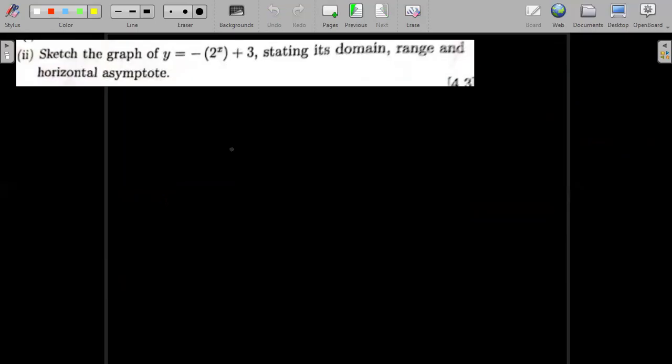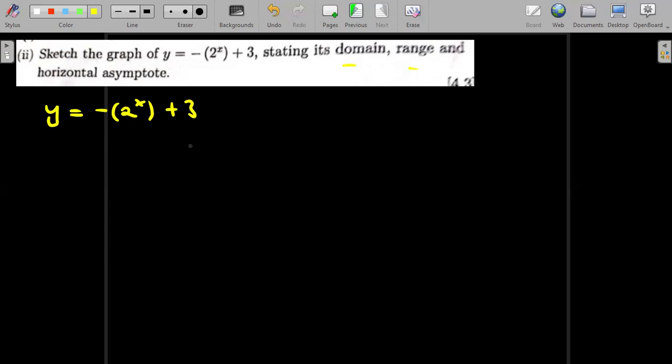Okay, so we have this last question here. We have to sketch the graph, but as we are sketching, we also have to state the domain, the range, and the horizontal asymptote. So we have y equal to negative 2 raised to the power x plus 3. This is an exponential equation, so we must sketch this.